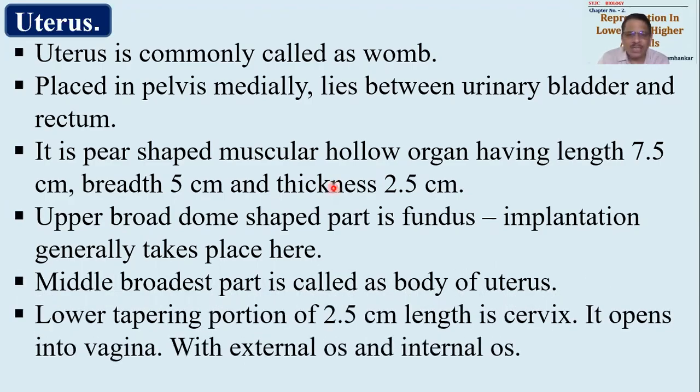There is a third, smaller portion available. This smaller portion which is tapering will be called as cervix. Cervix is having height, or we can say length, of around 2.5 centimeters, and it is opening into the female copulatory organ. It is called as vagina. Female copulatory organ means the one used for copulation, we will call it vagina.